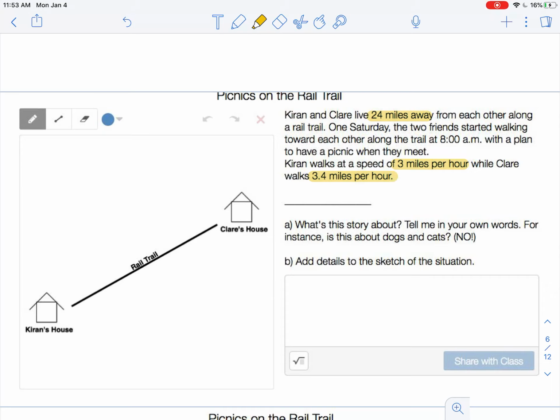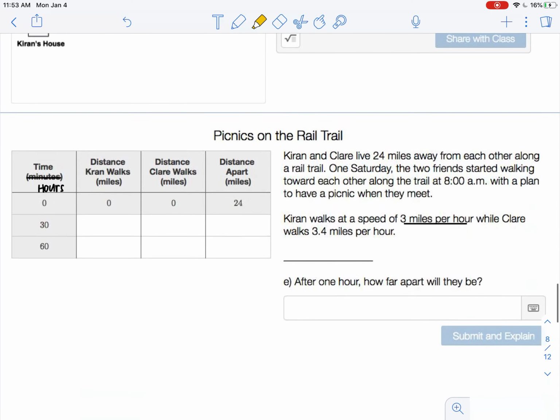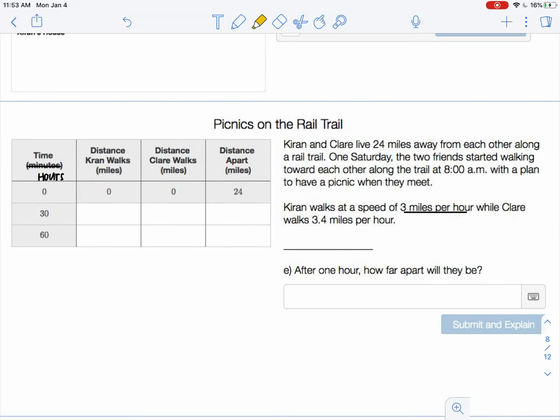So if you're following along and you weren't in class today, you should be on Desmos, and you should be ready to answer A, what's the story about, in your own words, and B, add some details to the sketch. So for example, you might notice that they're 24 miles away. Once you've done that, you can move on to C, that asks you, what is the math information in the story? And this is just going to help you get in the right headspace for when we get to E. It skips D for some reason.